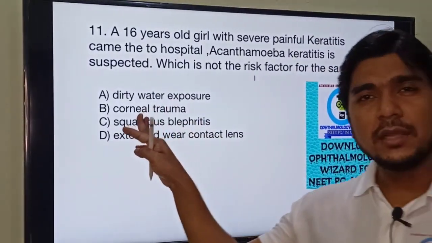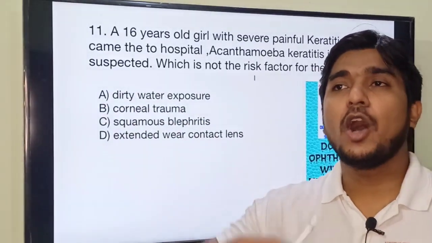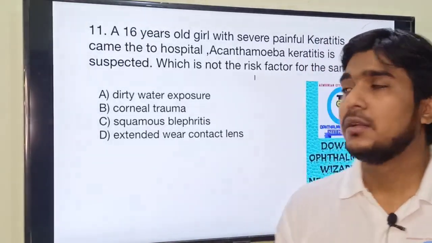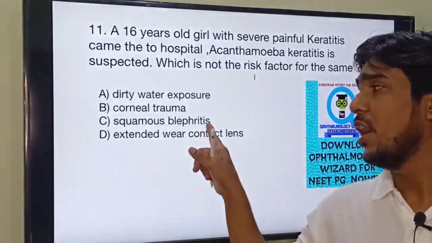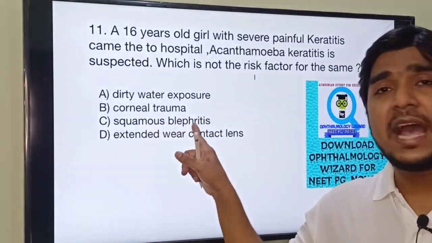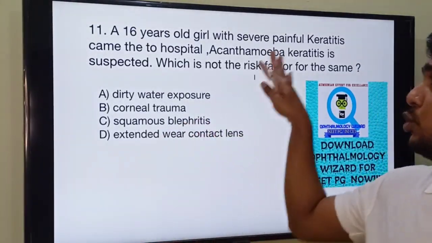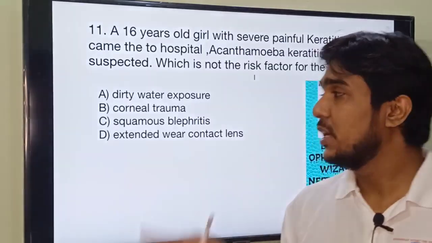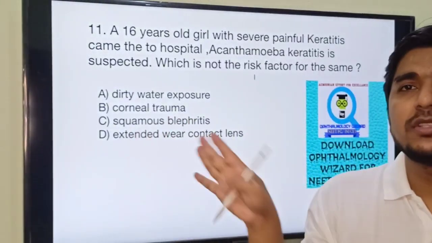Corneal trauma, do you think? Yes, obviously. Why? Because corneal trauma is a risk factor for all the infections which are present in the environment. Squamous blepharitis, this is a very common disease. If this would have been the risk factor, then so many of the patients would land up with Acanthamoeba keratitis, but this is not so. That means it is a quite common disease, very common among people, and does not cause Acanthamoeba keratitis.